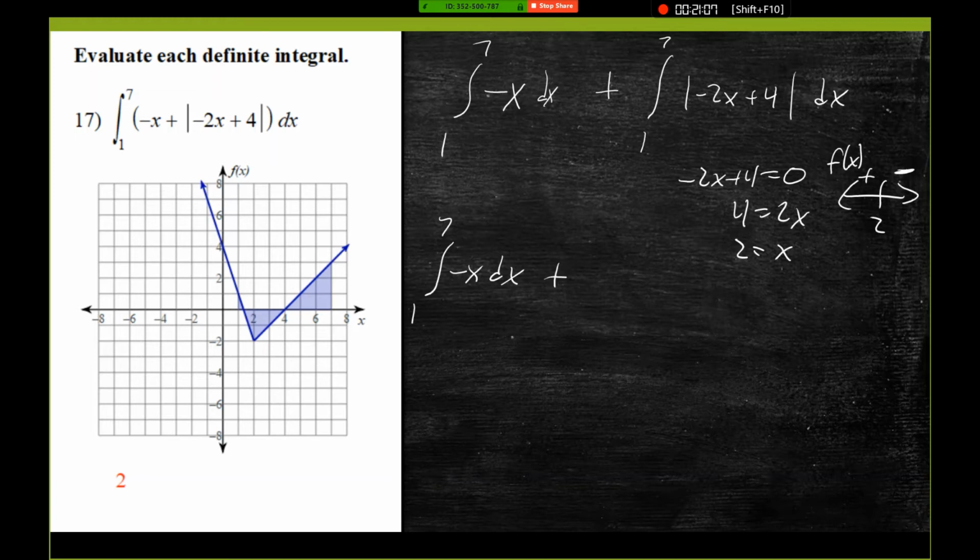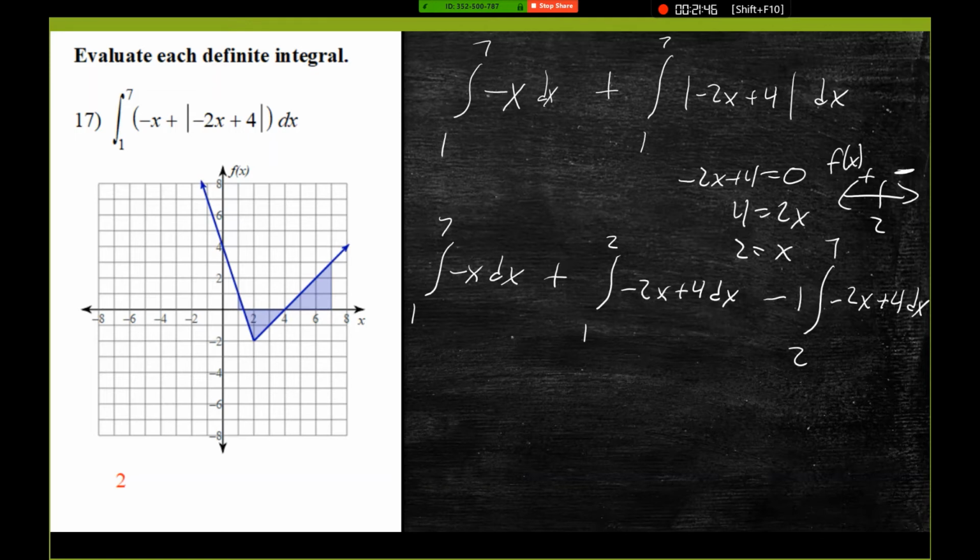This part does. So my integral from 1 to 2 is already positive, and we don't need to do anything to it. Negative 2x plus 4 dx. But my integral from 2 to 7 would be negative, so I'm going to multiply by an extra negative 1 in order to make that positive. And that'll be doing the same thing as what the absolute value signs would have done. And then we're good to go.